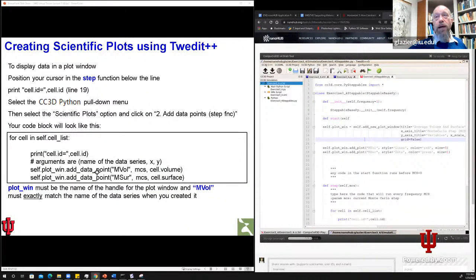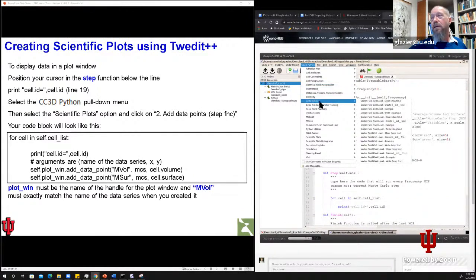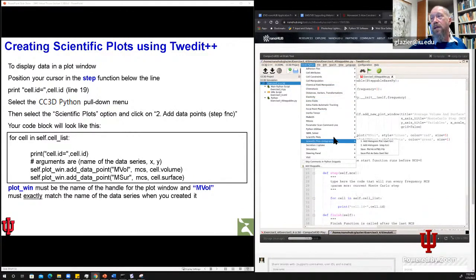Once I have created a plot, I can add data. So, for example, suppose that I actually wanted inside of my step function to plot the volume and surface area of every cell in my simulation. To do that, I go into this for-cell and self.cellList loop. I go back to my CC3D Python. I go to scientific plots and I do add data points.